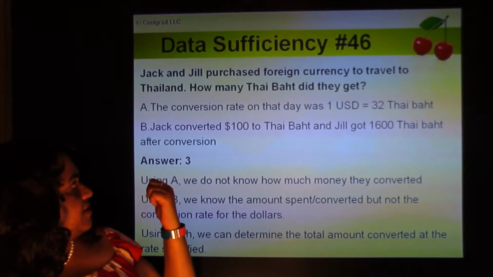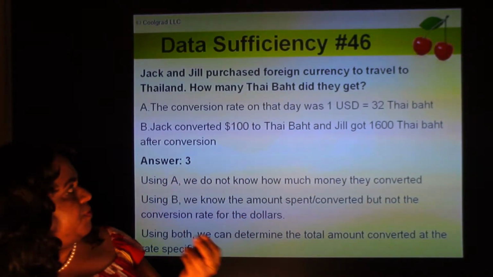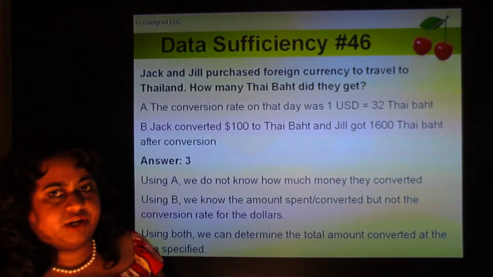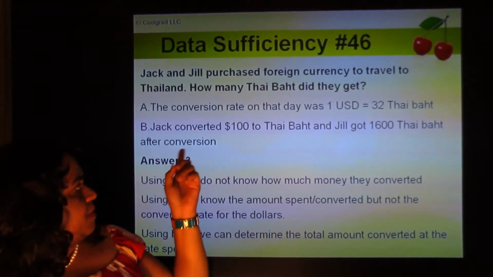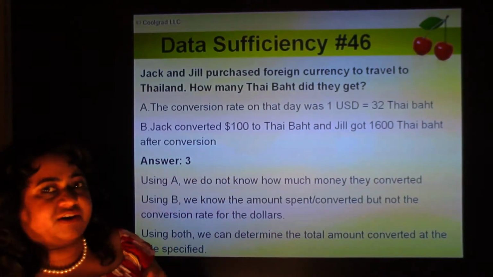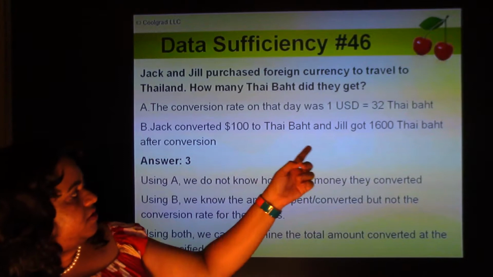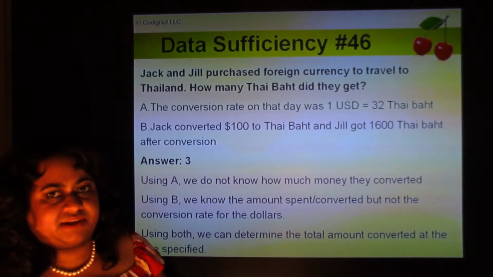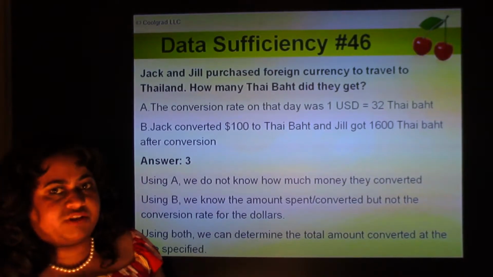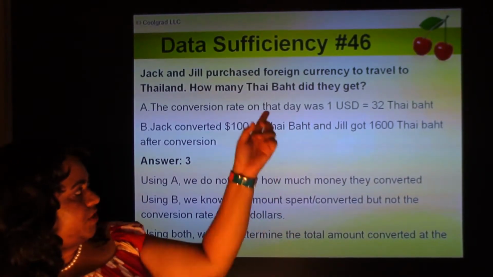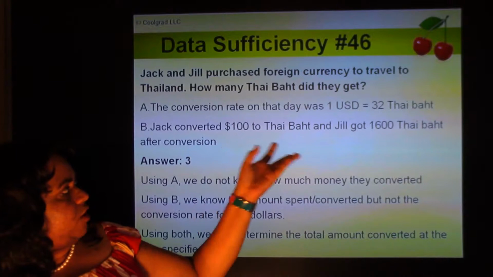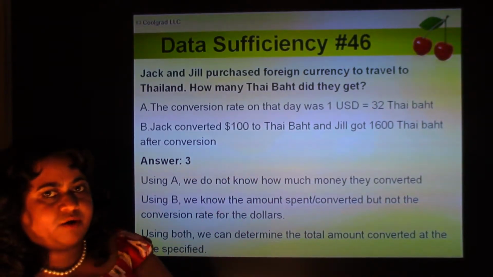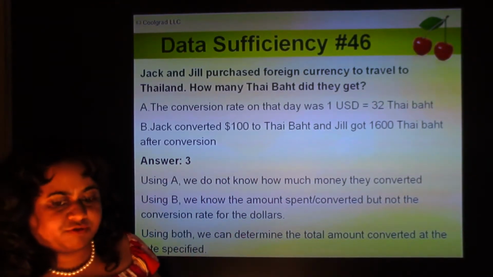So using statement A alone, we know the conversion rate, but we don't know how much currency they converted into baht, right? But using statement B alone, Jack converted $100 into Thai baht and Jill got 1600 Thai baht after she gave X amount of dollars. But we don't know the conversion rate. So using both together, we know how many dollars they converted and how many Thai baht they got. So we pick option 3.